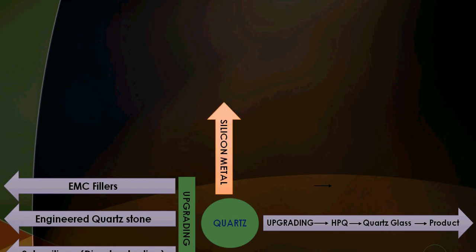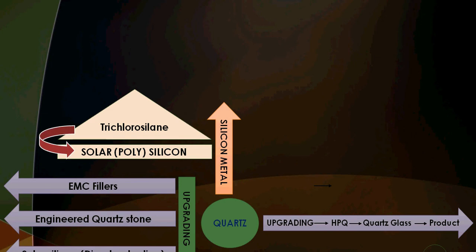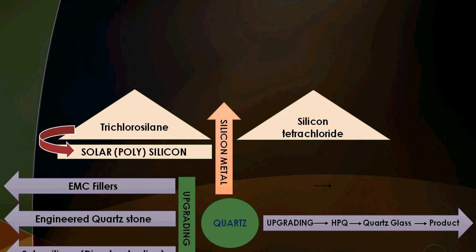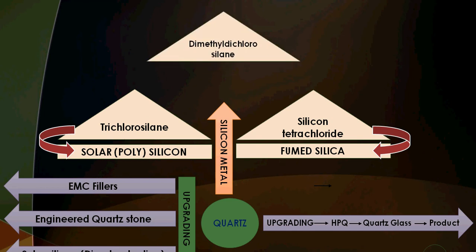Quartz produces silicon metal, which is called metallurgical grade silicon, and it needs a reduction process. Silicon metal is used to produce trichlorosilane, and trichlorosilane is used to produce solar silicon, polysilicon. Silicon metal is also used to produce silicon tetrachloride, and silicon tetrachloride produces fumed silica, a powdery silica of micron size, even finer than micron size.